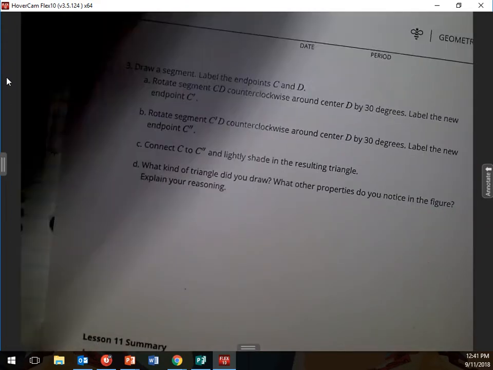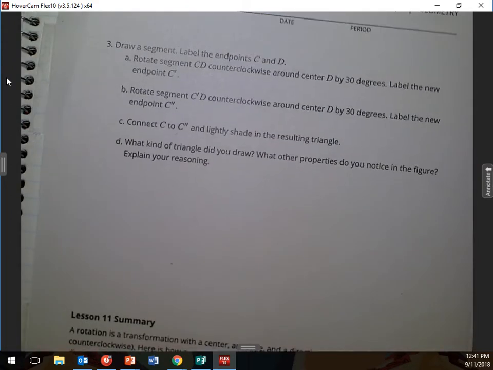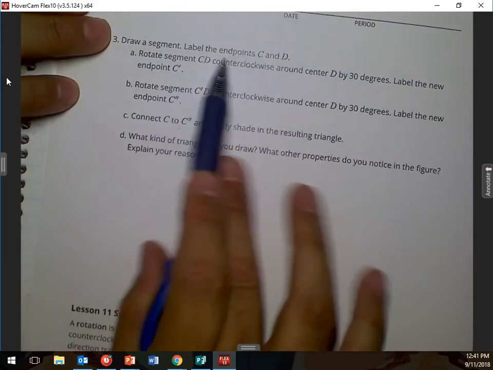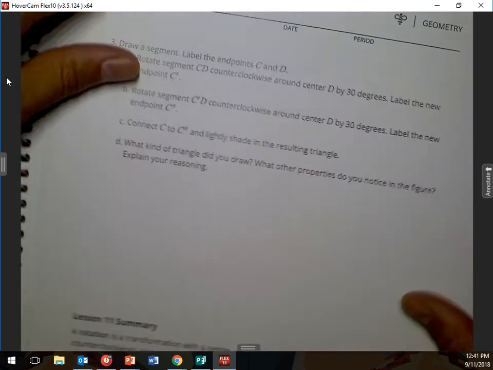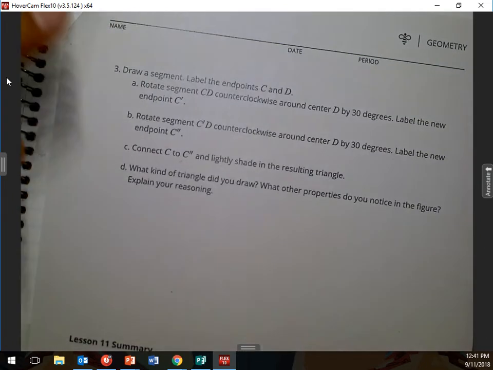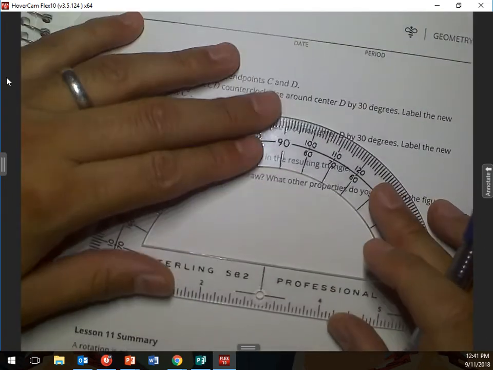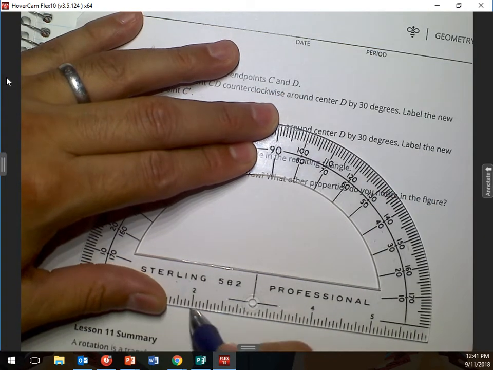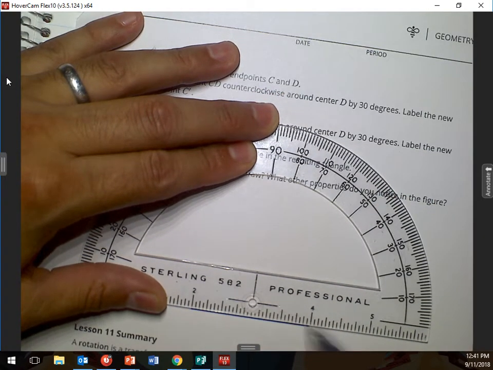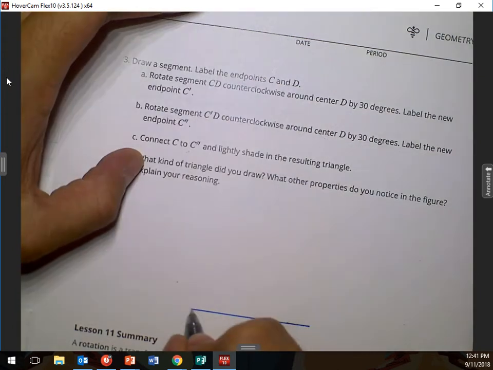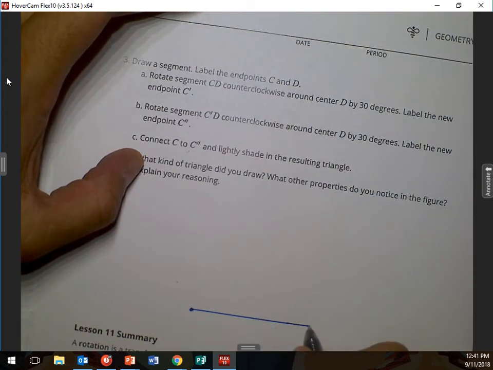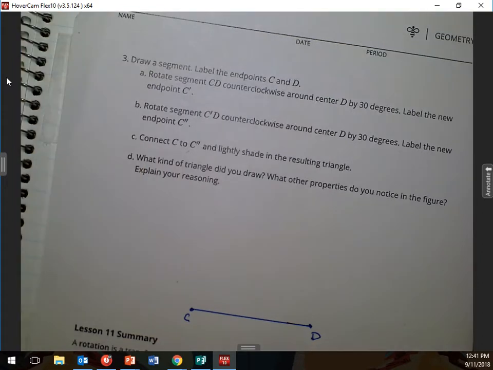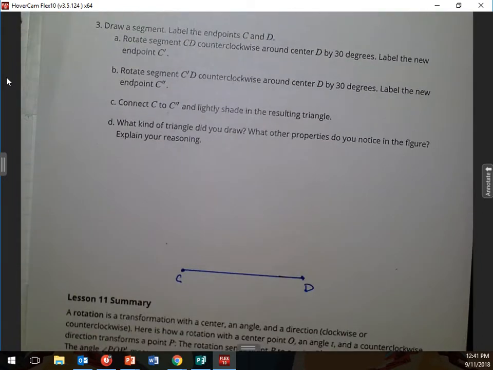All right, let's take a 3. It says draw a segment, label the endpoints C and D. So hopefully I'm not going to make this one too big. C and D, right? I think that's what it says. There we go. All right.